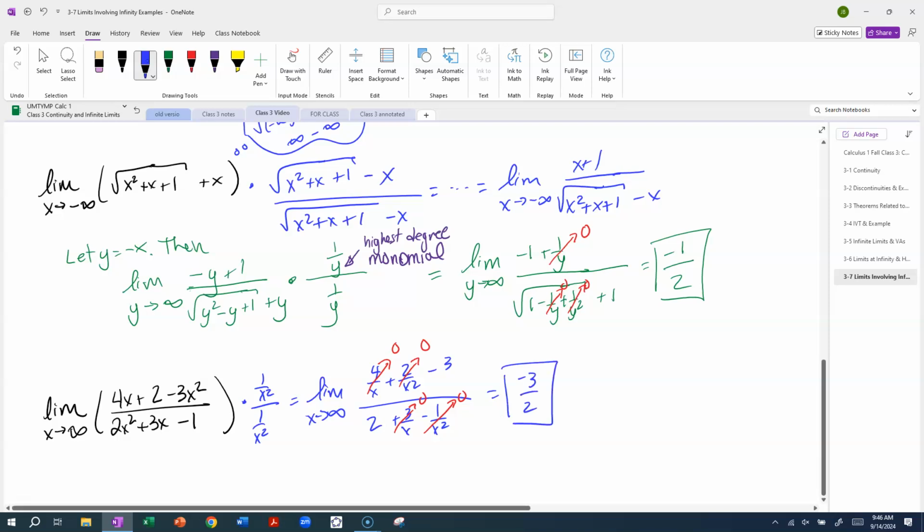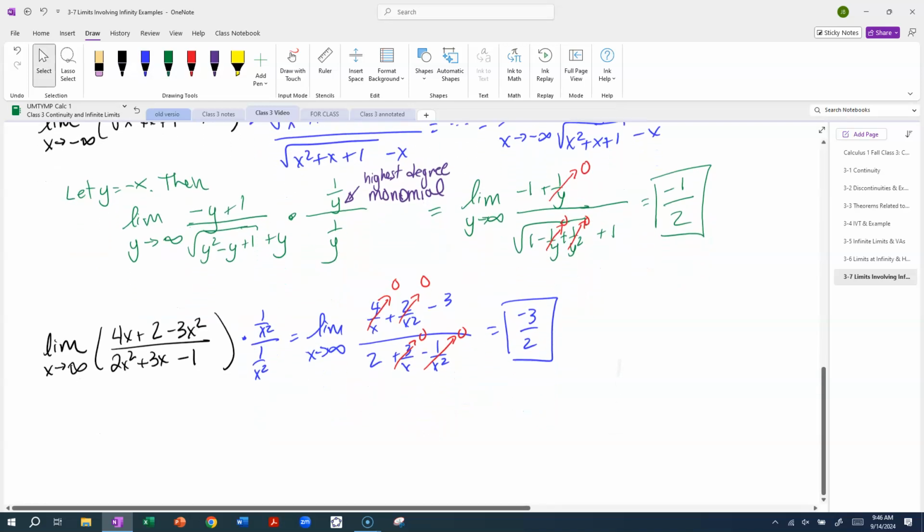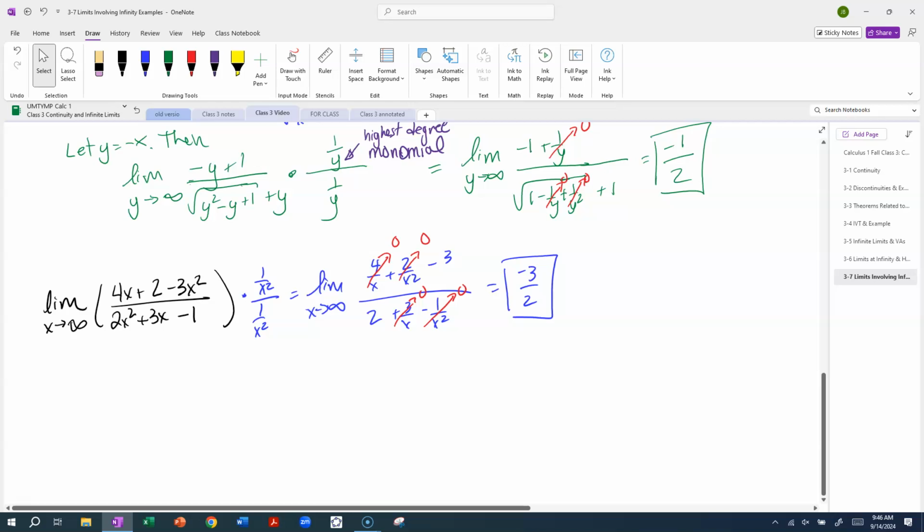Based on your knowledge of rational functions, you're like, well, I already knew that there was a horizontal asymptote at negative 3 over 2, and the limit as x goes to infinity is just looking for the horizontal asymptote. Is that enough? No. We want to use calculus methods. So go through and do this algebra and use the limit idea, okay? You can certainly check using other methods.